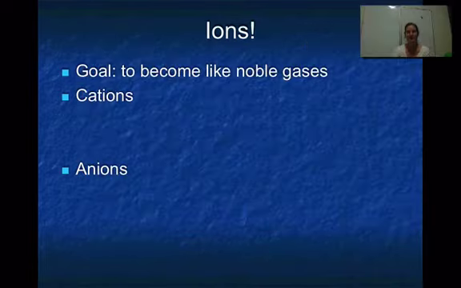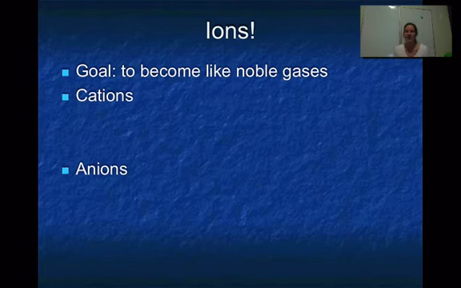Cations, they're positive. You'll never forget it, right? Cations, they're positive, like paws, like cats. Cats have paws. Okay, you get it. Anions then are the negative ions. So cations are positive ions, anions are negative ions.